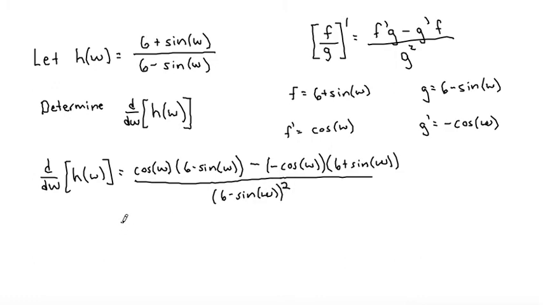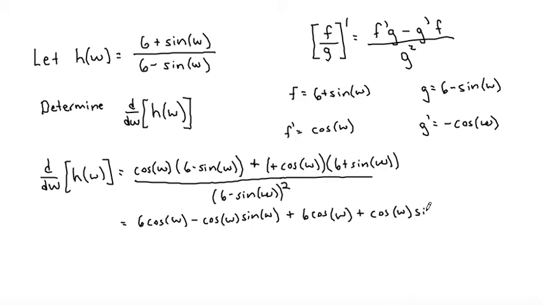Okay, so let's see if we can simplify this at all. Let's distribute our cosine into each term to make 6 cosine of w minus cosine of w sine of w. And then from here, let's distribute our negative to this negative. Negative negative is a positive. So let's go ahead and simplify that a bit. So we'll have plus 6 cosine of w, and then distributing it to the second term would be plus cosine of w sine w. And let's leave the denominator the same, 6 minus sine of w squared.